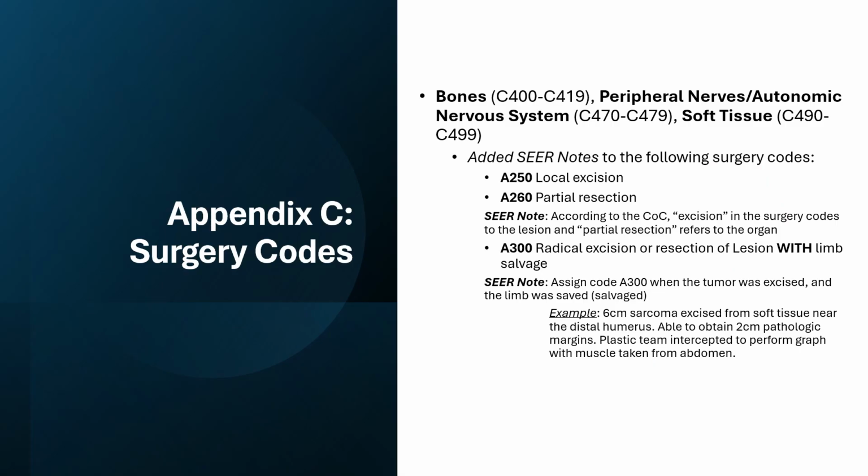For surgery coding, we will now go into these surgery codes that are found in Appendix C. The bones are the C40 through C41-9 codes. Peripheral nerves or autonomic nervous system, which is the C47s, and soft tissue, which is the C49s. Then there are some new added notes for surgery codes. For A250 and A260, a new SEER note was added stating that according to the COC, excision in the surgery codes refers to the lesion and partial resection refers to the organ.